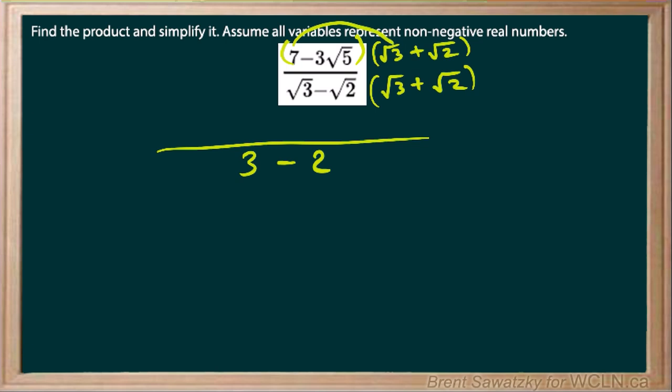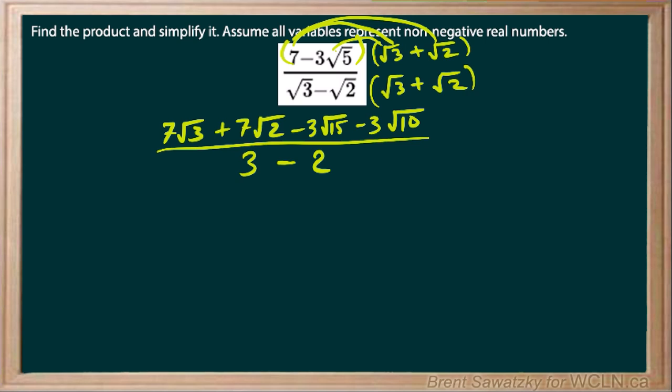First term, 7 times root 3. All right, and then we have plus 7 times root 2. And then we'll go to the next term, negative 3 root 5 times root 3. So we'll say minus 3 root 15. All right, and then negative 3 times root 10. All right, and there we go.